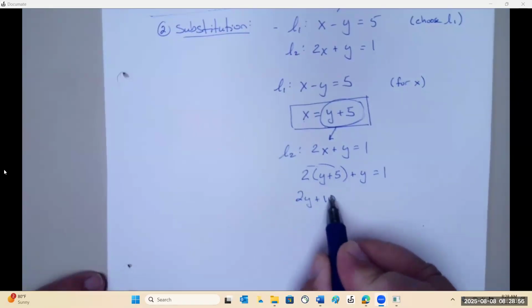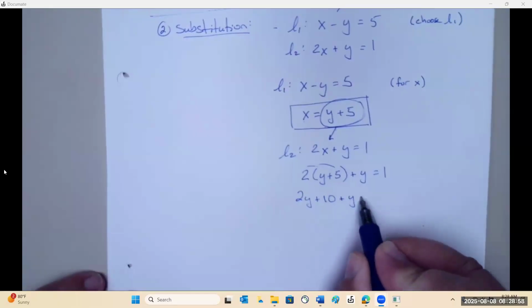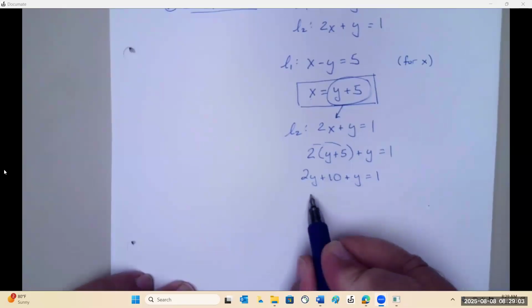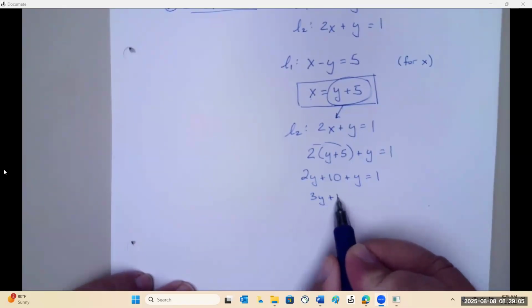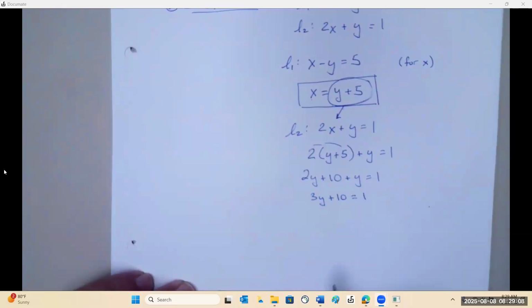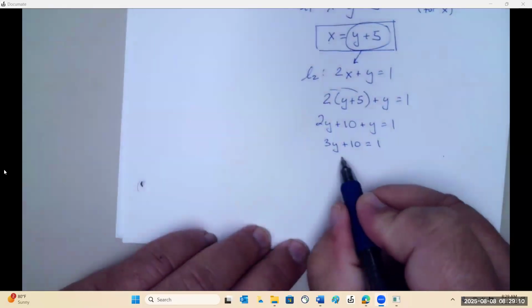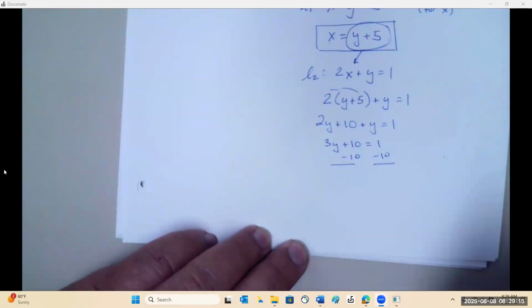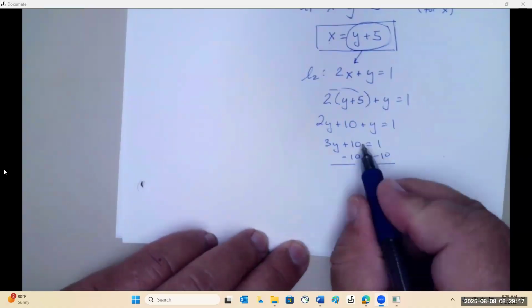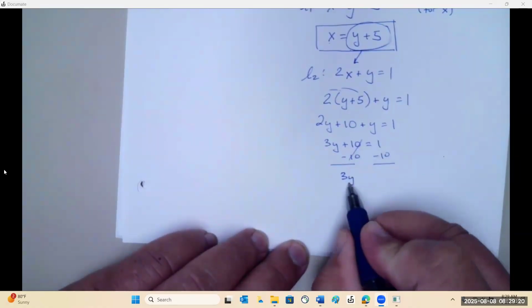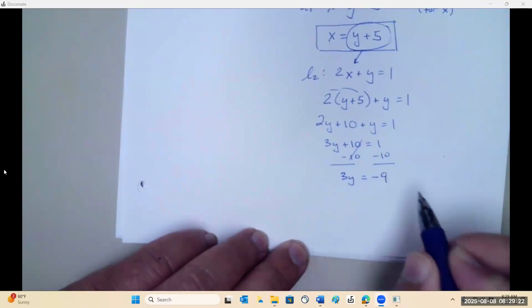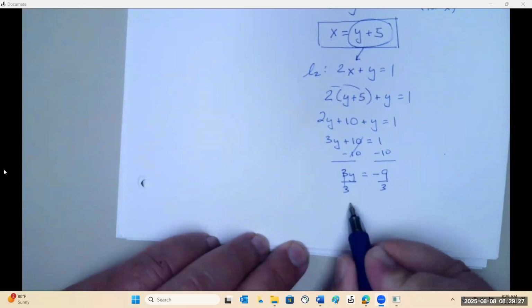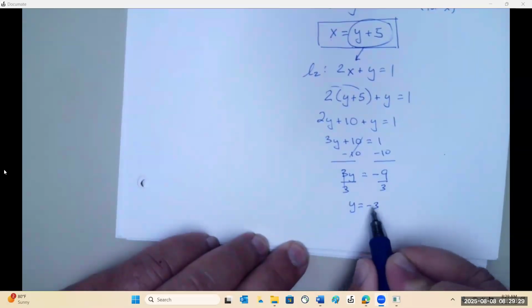2 times 5 is 10. Combine like terms. 2y plus y is 3y. Subtract 10. So those are gone. So we have 3y equals negative 9. Divide by 3. Y equals negative 3.